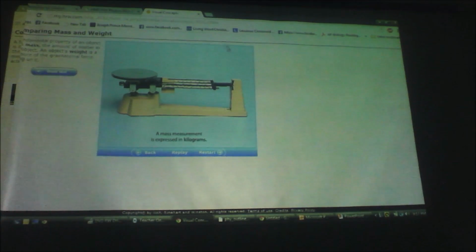Okay, so you use a balance to measure mass, and you use a scale, a spring scale, to measure weight.